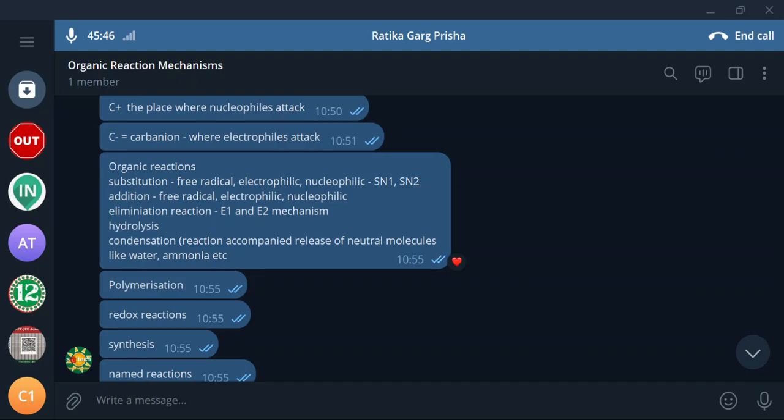Then condensation. Condensation is when a reaction is accompanied by the release of neutral molecules like water or ammonia; then it is called a condensation reaction. We have various types of condensation reactions. Then polymerization reaction. Polymerization means you have monomers, and several units combine together to form a giant molecule, called a polymer. When two monomers are combined, they are called dimers. Three monomers means a trimer. Four monomers means a tetramer. Likewise, many means a polymer.